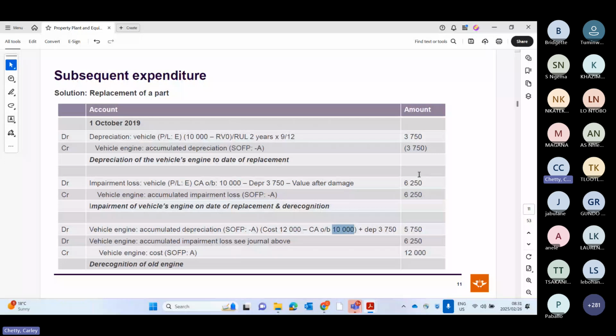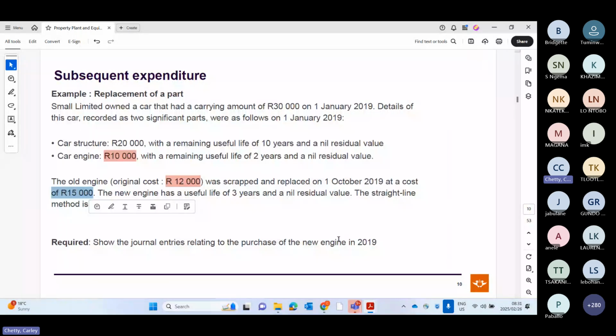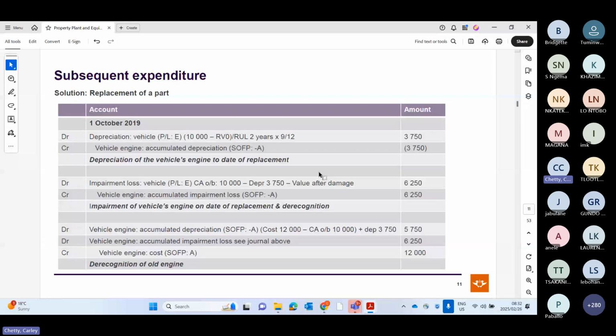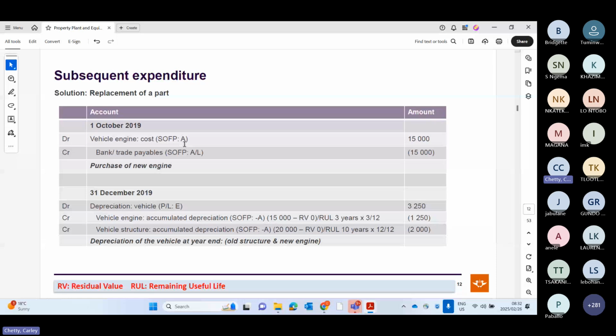So they told us in the question that the new engine had a cost of 15,000 and it was bought on the 1st of October 2019. So here we actually need to depreciate from 1 October 2019. So we're going to record the new engine. We're going to debit vehicle engine cost with 15,000. This is an asset, and we are crediting bank or trade payables, depending if we paid cash or bought it on credit. So that is the purchase of the new engine.